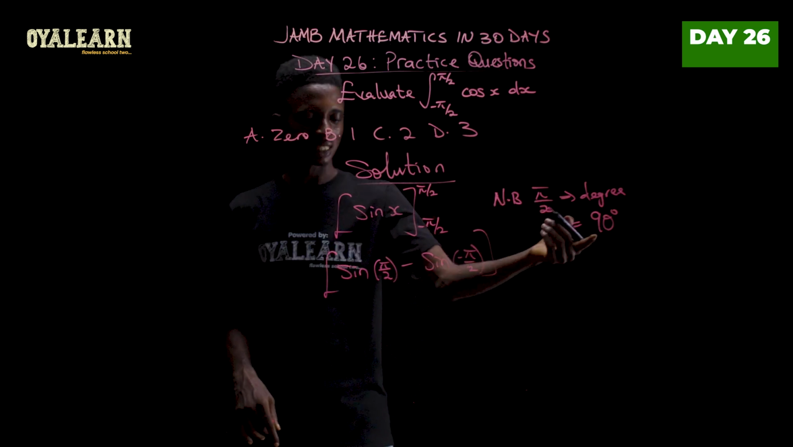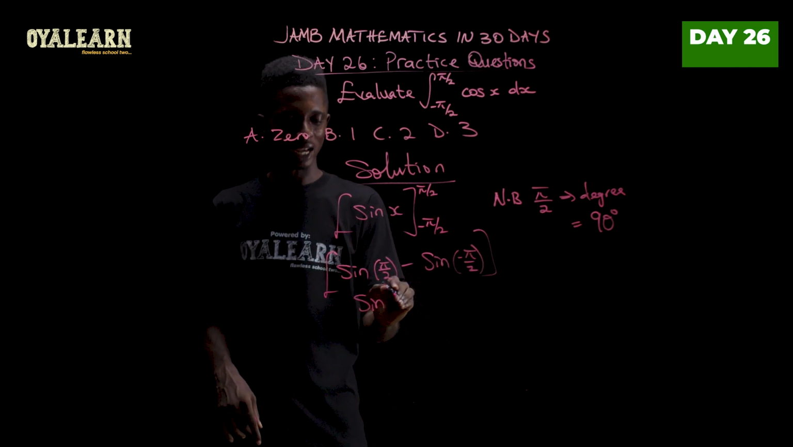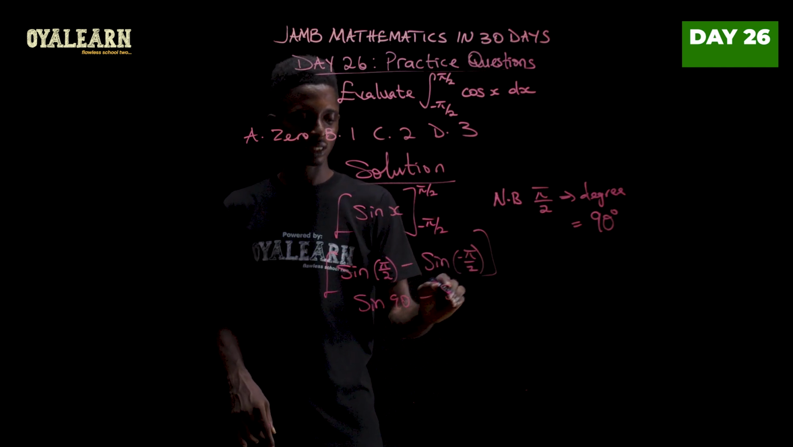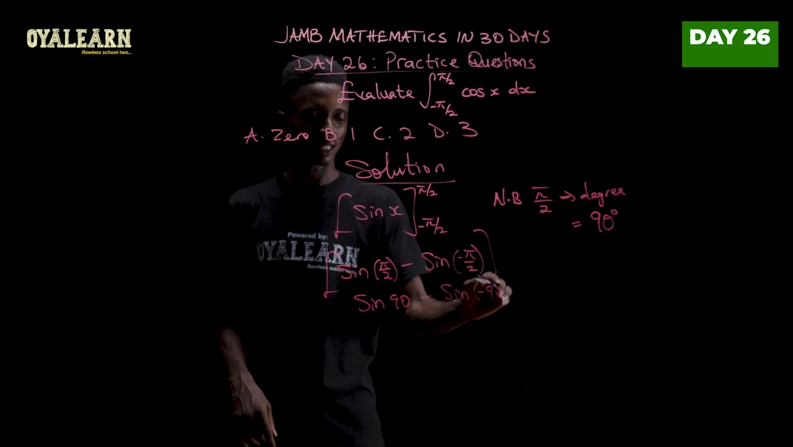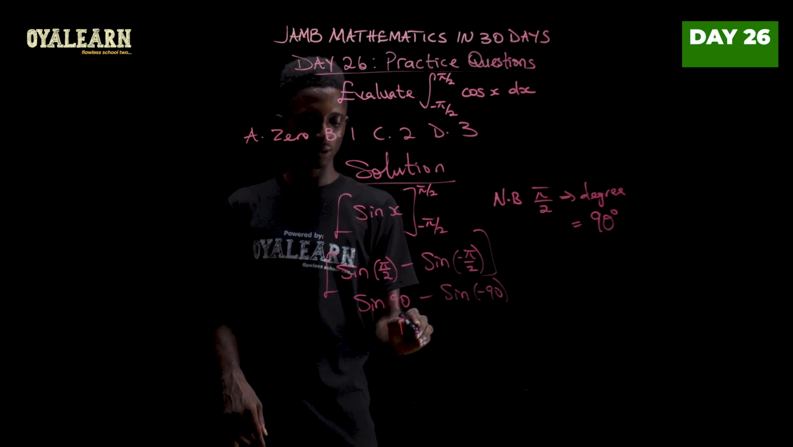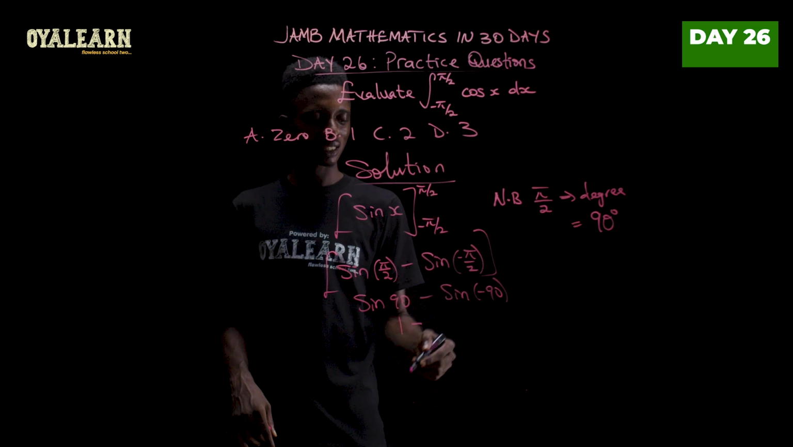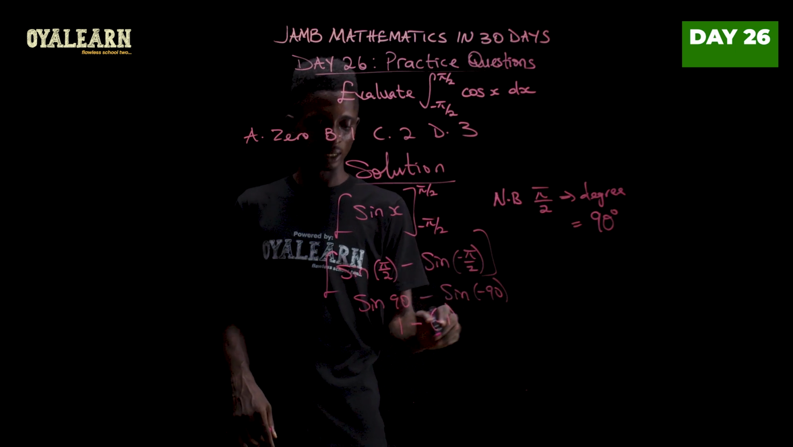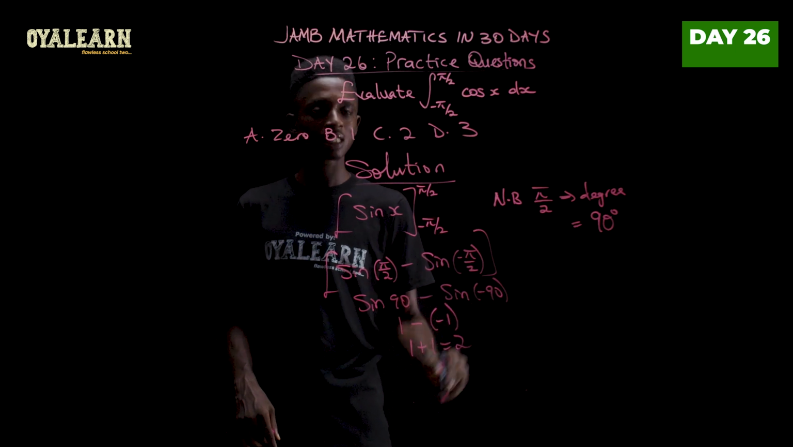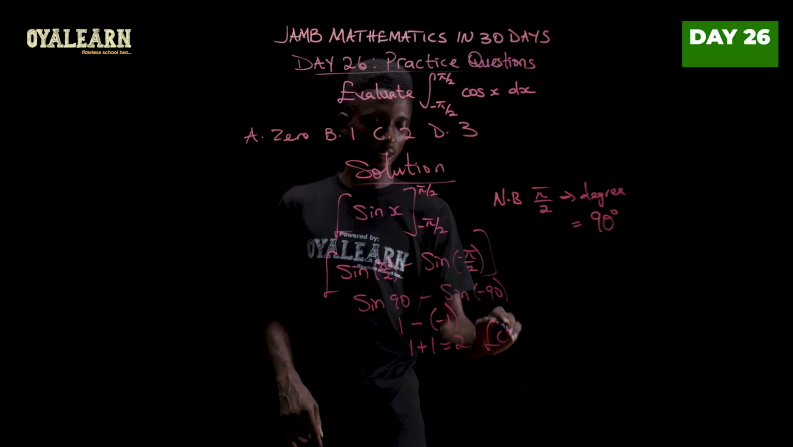So applying this now, we then have sine 90 minus sine minus 90. Now sine 90 will give us 1, minus sine minus 90 will give us minus 1. Minus times minus becomes plus, so 1 plus 1, and our answer is 2. So option C.